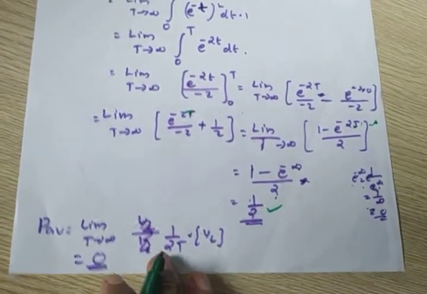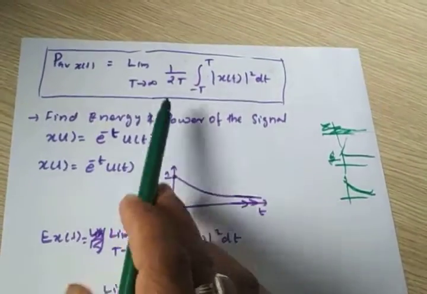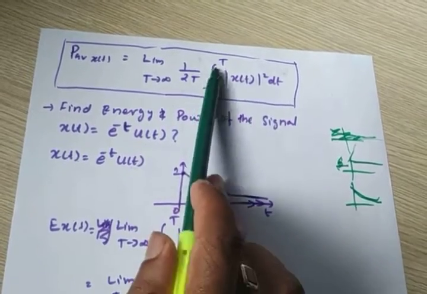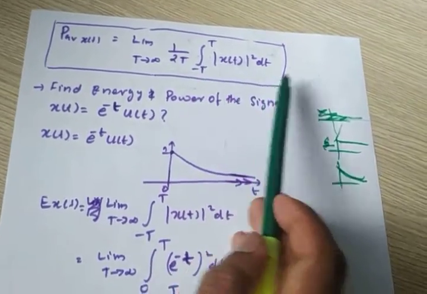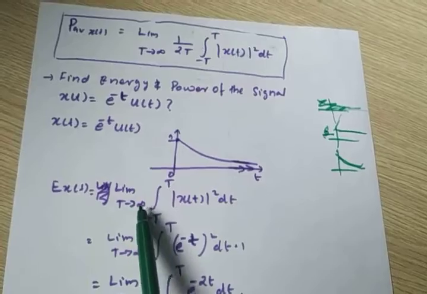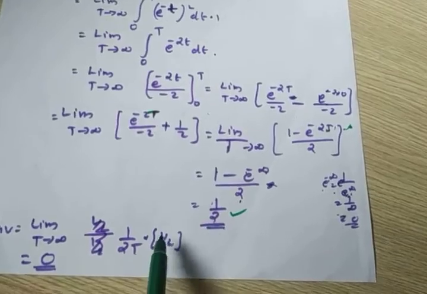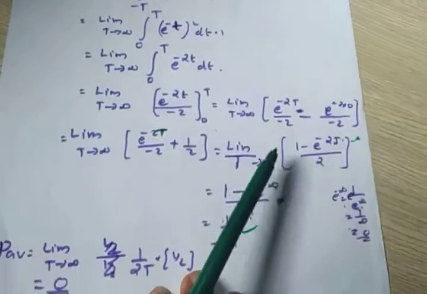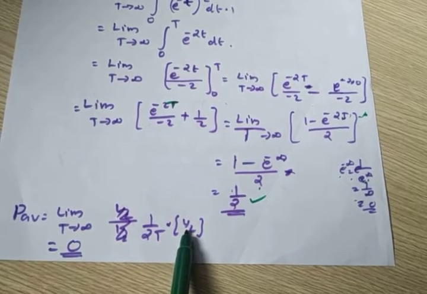What is the power? We know that power is equal to limit T tends to infinity 1 by 2T into the integral from minus T to T of mod x of t the whole square dt. We already found this value; this is actually the energy. What is the value? 1 by 2. You just put 1 by 2 here. So limit T tends to infinity 1 by 2T into, what is the value? 1 by 2.